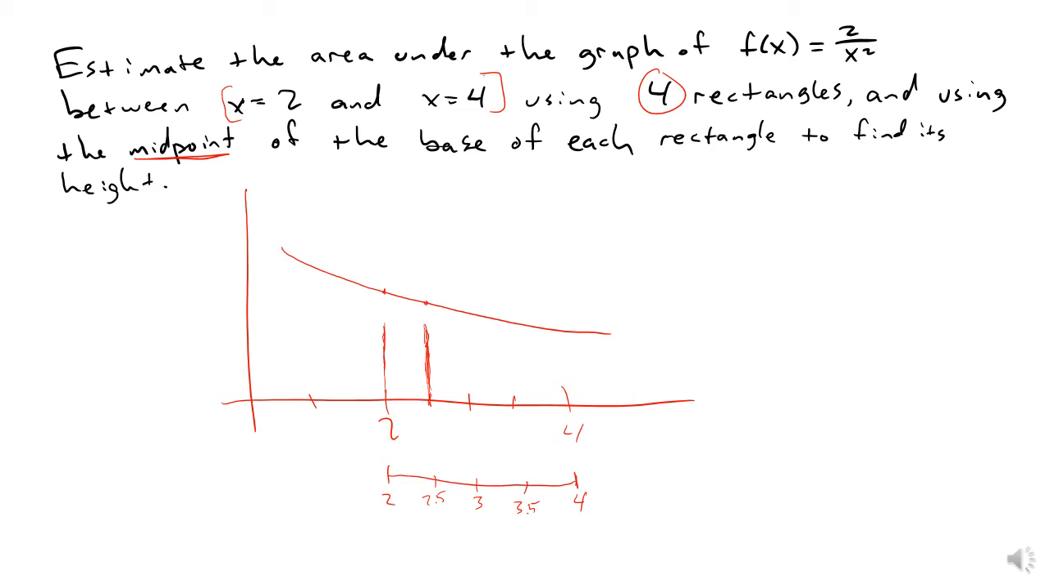We're picking the midpoint. So right in between 2 and 2.5, that would be at 2.25. We're going to go up to the graph from this midpoint and that is going to be the height of our rectangle. So this very first rectangle looks something like this.